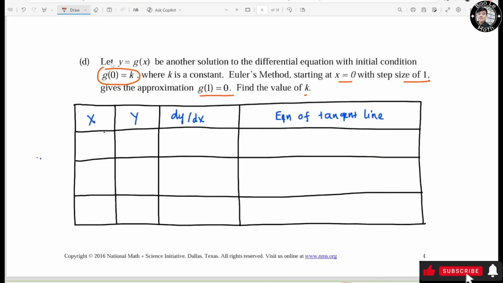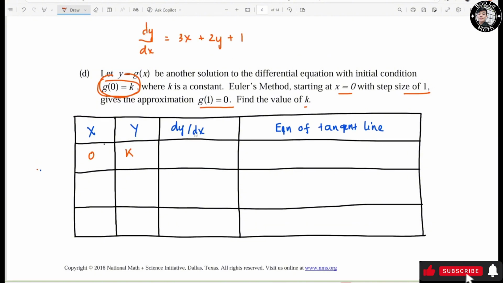Alright, the initial condition is x equals 0, y equals k. Now for dy over dx, we're going to use this formula, right? So it's going to be 2k plus 1. Now the equation of the tangent line, y equals 2k plus 1, right? Times x minus 0 plus y, which is going to be k, right? Now we start at x equals 0, step size 1, right? So the final value should be this guy right here. Substitute 1 for x over here, right?